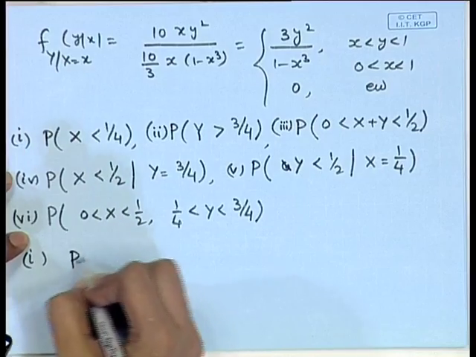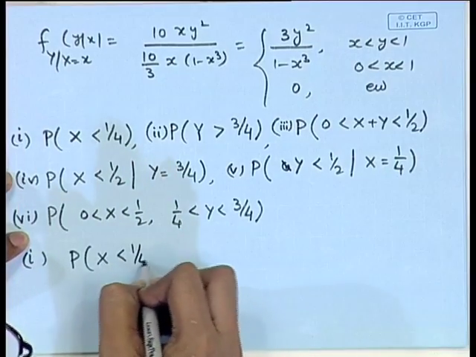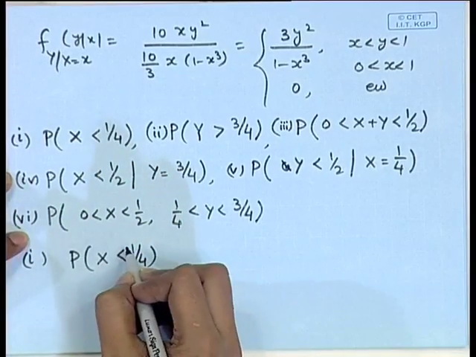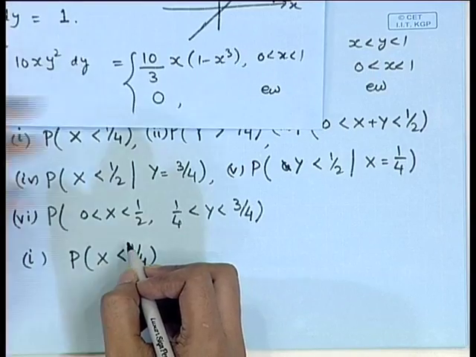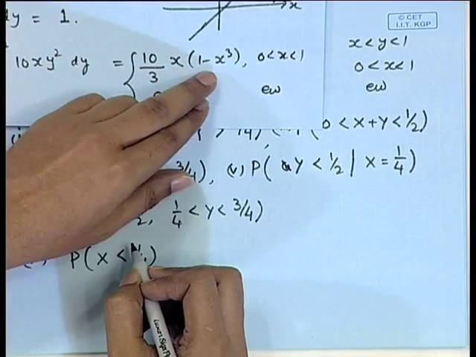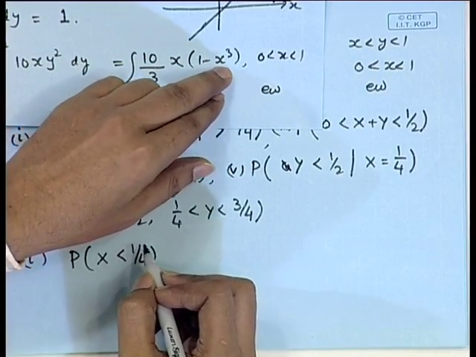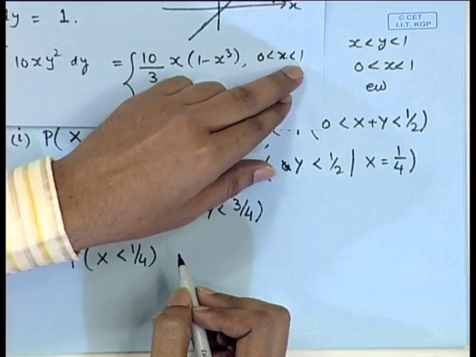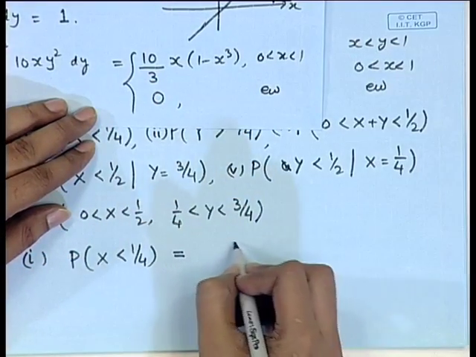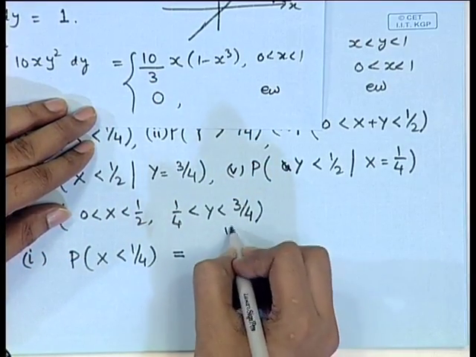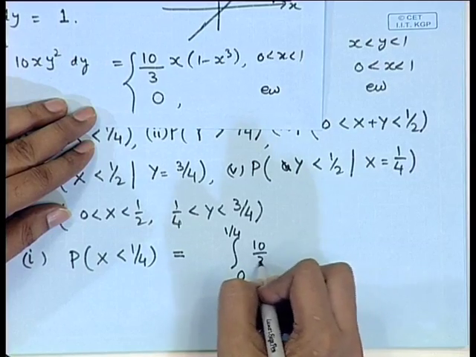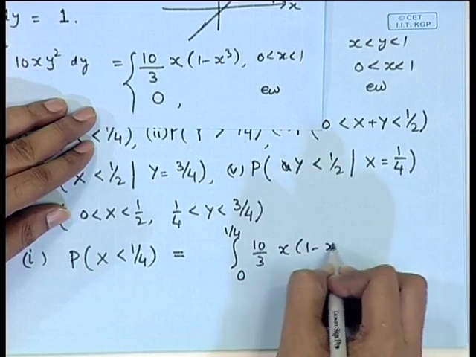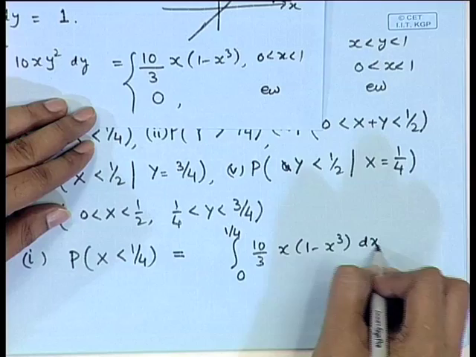So, what is the probability x less than 1 by 4? This is related to the marginal distribution of x, which we calculated as 10 by 3 x into 1 minus x cube for x lying in the range 0 to 1. So, this is the integral from 0 to 1 by 4 of 10 by 3 x into 1 minus x cube dx.